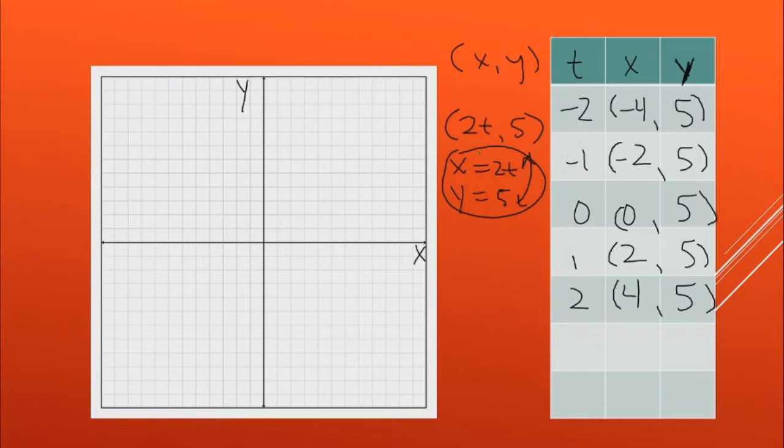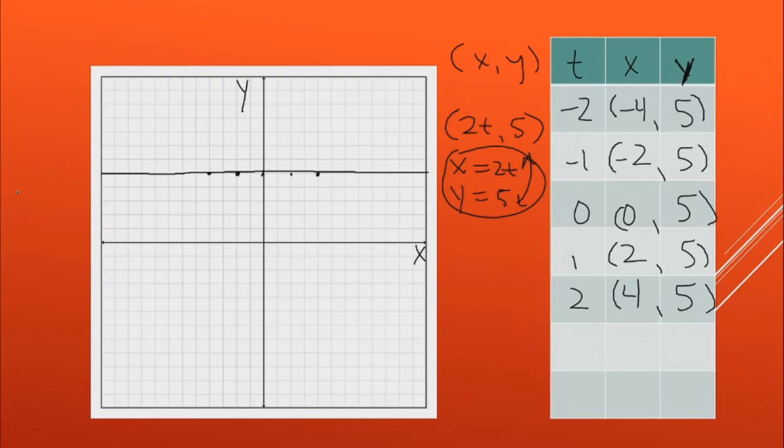So first we go -4, 5. What? -4 is right here and 5 is up here, right? -2, 5. That's right here. 0, 5, 2, comma 5, and 4, comma 5. And that appears to make for us a nice horizontal line.